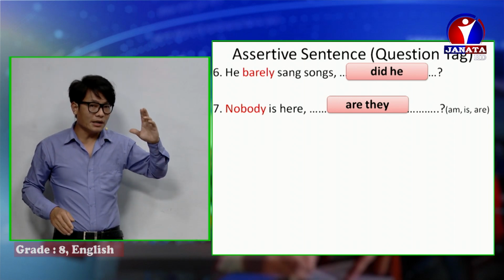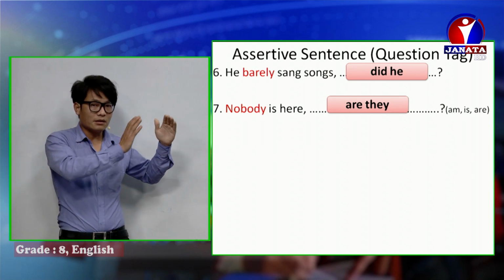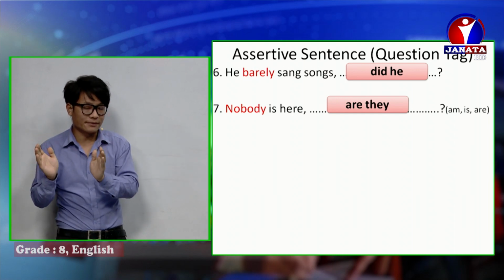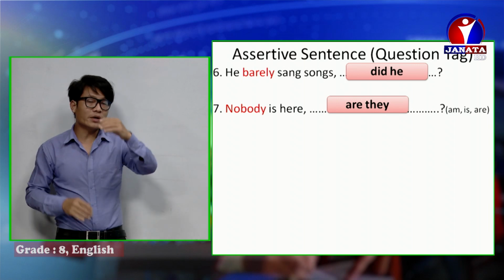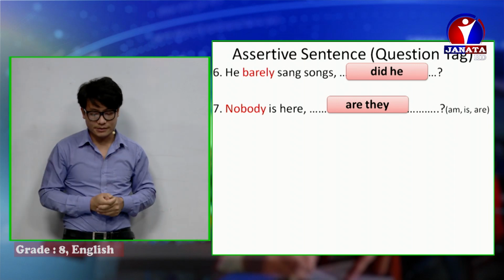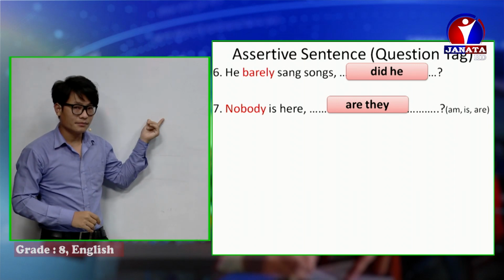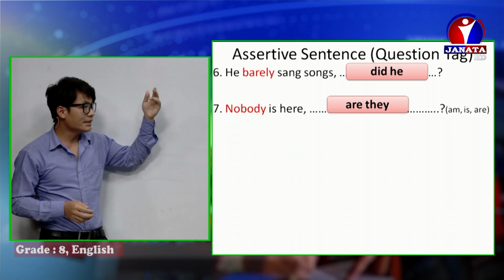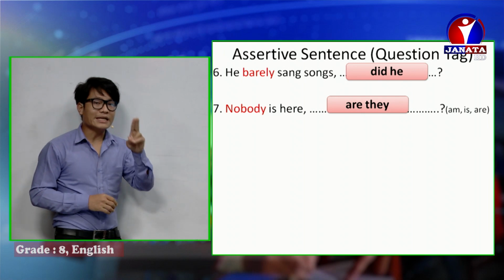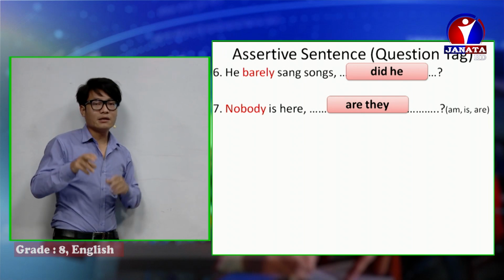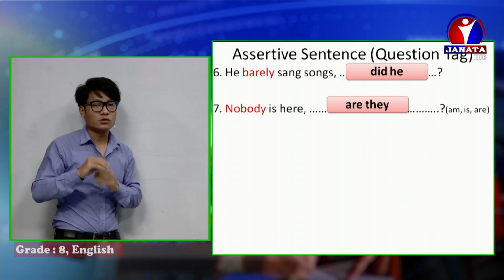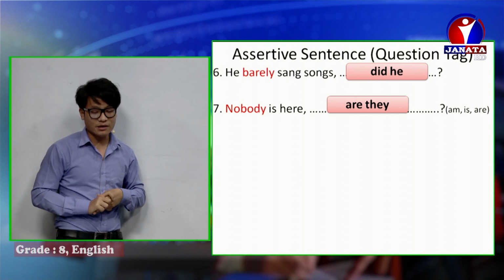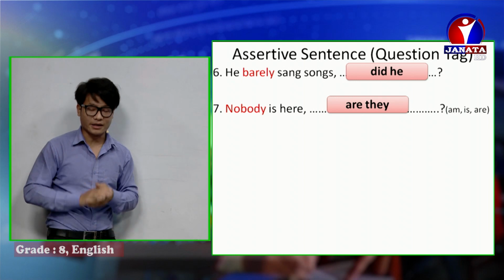As the word nobody is there, the whole statement is negative, so the question tag should be positive. That's why are they. You can ask why there is are. I have told you, even in the small bracket you can see on the screen, when there is is, there are hidden am and are, so they take the auxiliary verb are. That's why: nobody is here, are they?